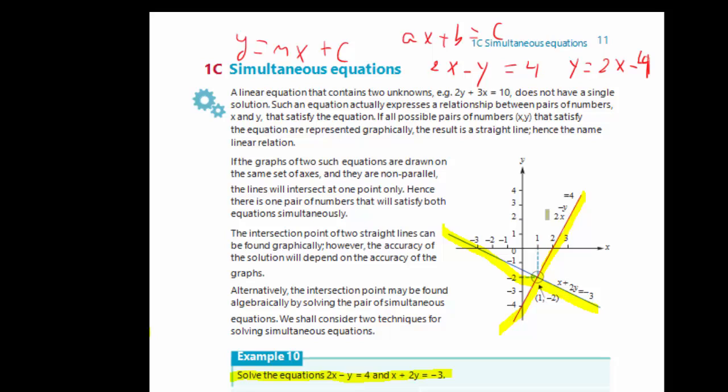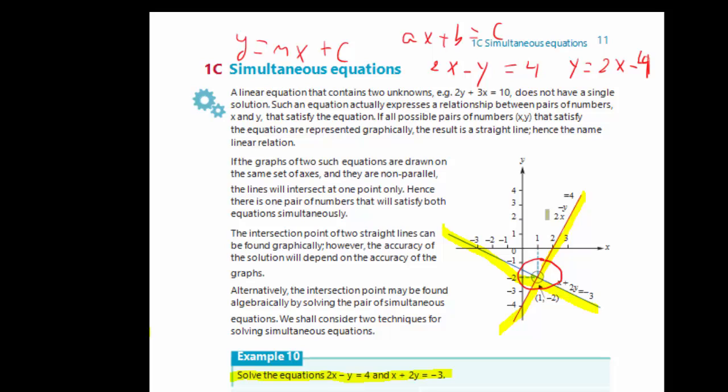If they do meet, they meet in only one point, which is the one here in this example. And at exactly that point, this point belongs on the line with the equation x plus 2y equals negative 3, and on the line with the equation 2x minus y equals 4. So that point belongs on both equations, and it's only at that point that it is true for both lines and belongs to both lines.